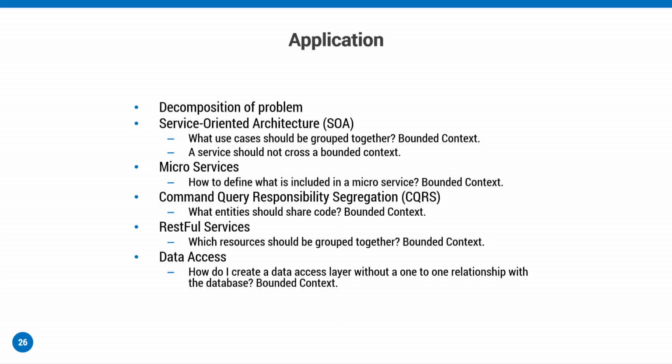Microservices: how do you define what goes in them? Bounded context. CQRS, what entities should share code? Bounded context. RESTful services, bounded context. And one of my favorites, how do you create a data access layer that doesn't have a one-to-one relationship with the database structure? Bounded context. How do you figure out how to map out, oh, I have to join these tables together and come out with an entity instead of having a one-to-one map of table to object?